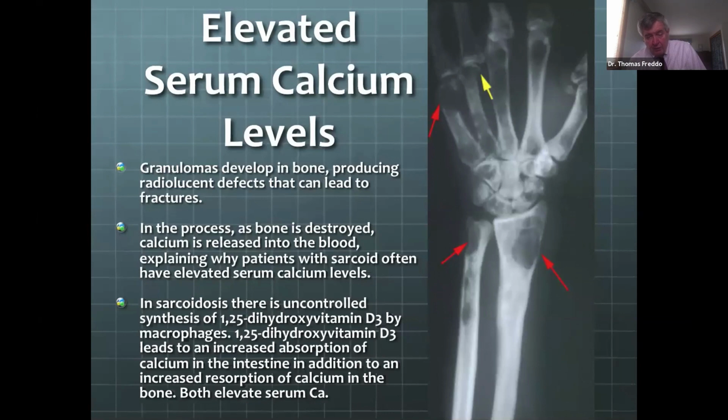It turns out there is also in sarcoid an uncontrolled synthesis of vitamin D3 by the macrophages. And this leads to an increased absorption of calcium in the intestine, in addition to the increased resorption of calcium in the bone. And so both will elevate serum calcium. Ultimately, both of them are related to the granulomatous disease, one more specifically related to the granulomas per se.